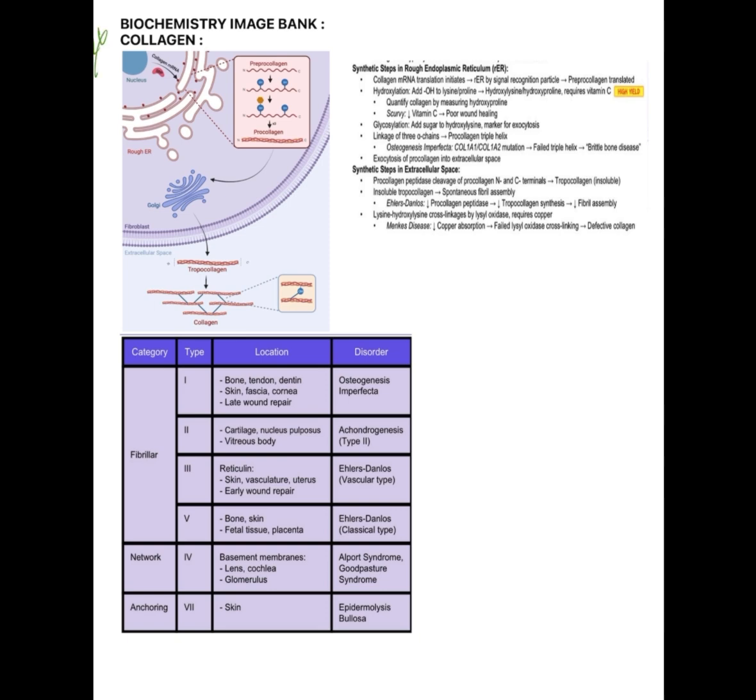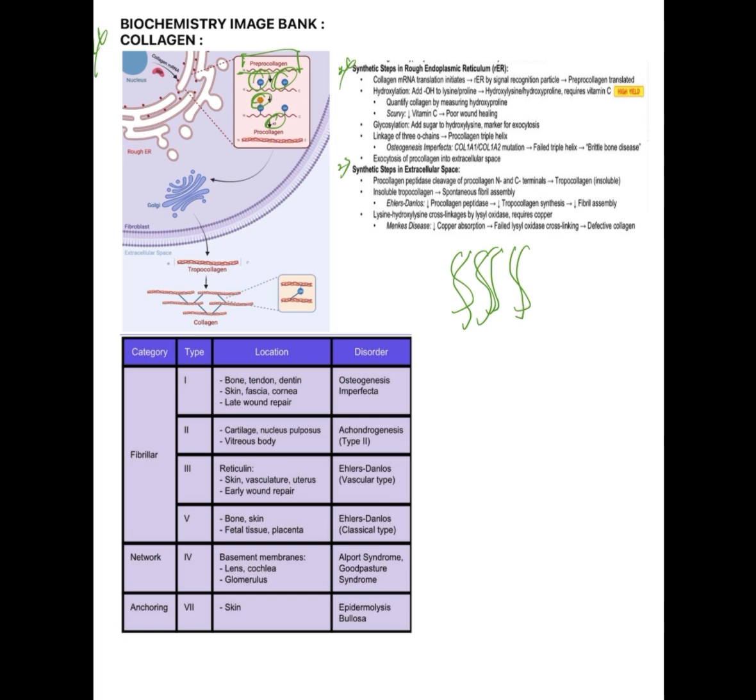So basically how the collagen synthesis happens is in two steps, mainly one in rough endoplasmic reticulum and then in extracellular space. So in rough endoplasmic reticulum there is collagen mRNA translation and production of pre-procollagen, which is then hydroxylated, and then formation of hydroxylysine and hydroxyproline, which is further glycosylated. Later three such glycosylated molecules of hydroxylysine or proline are linked together and form the alpha chains triple helix structure.